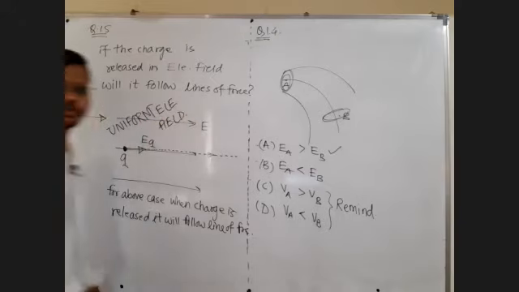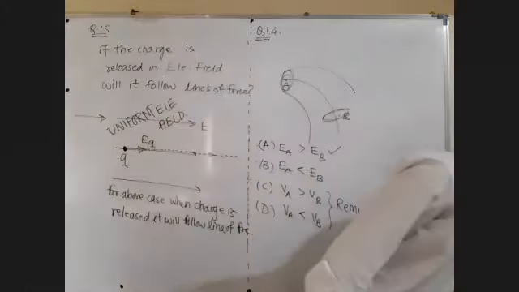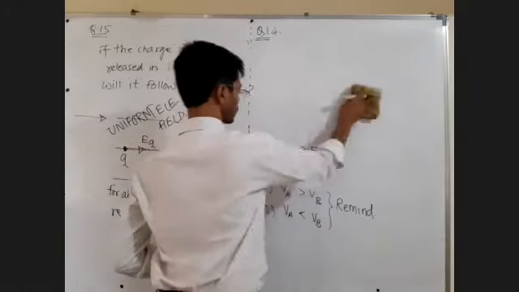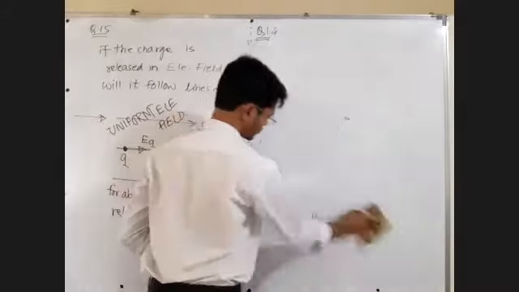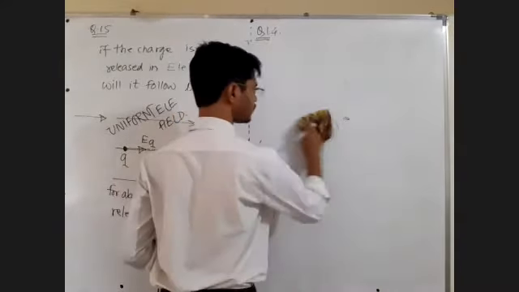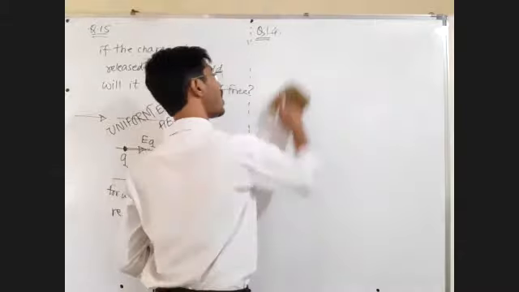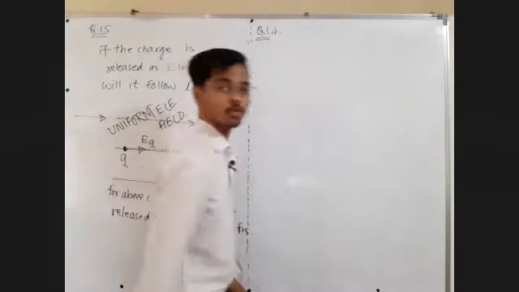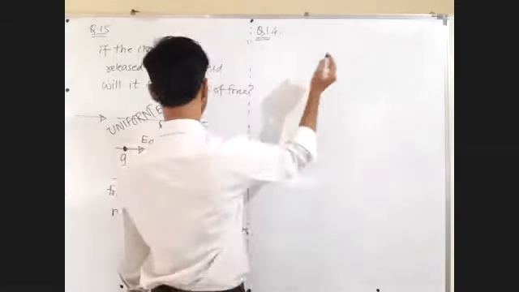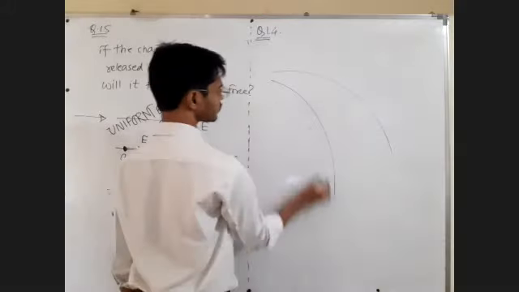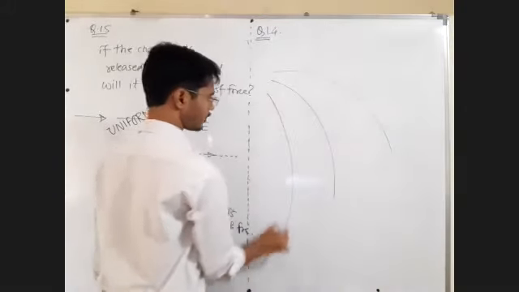And the second case will obviously be non-uniform electric field. Here it is already shown. Non-uniform electric field means at different points, electric field has different directions and different magnitudes, or magnitude and direction both are different. Okay. This is a non-uniform electric field.